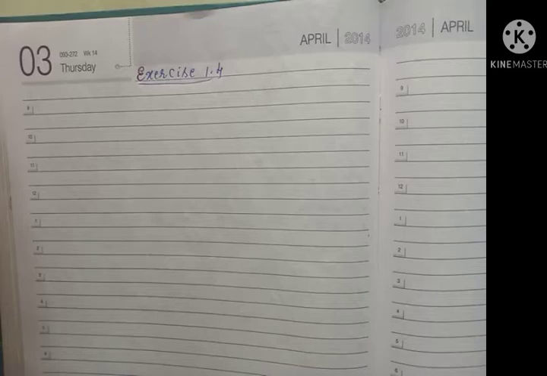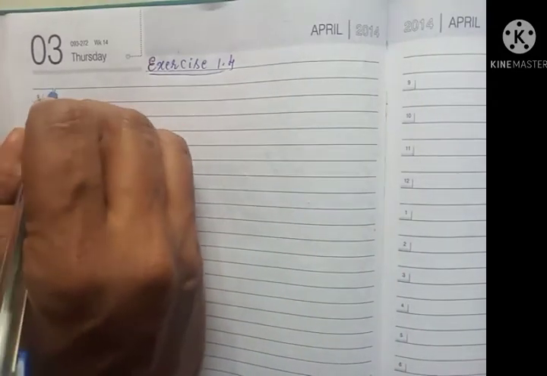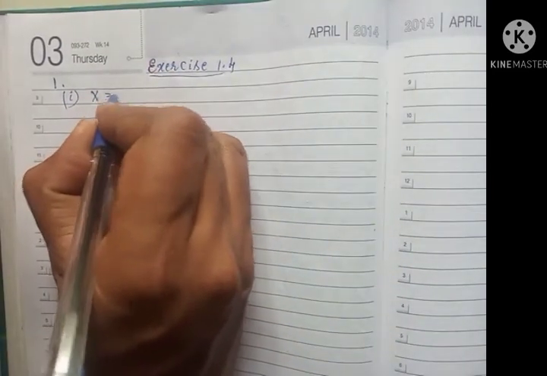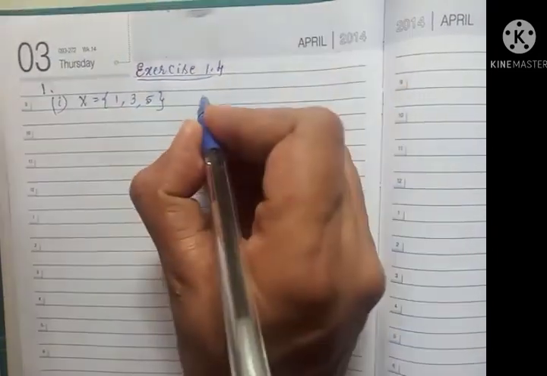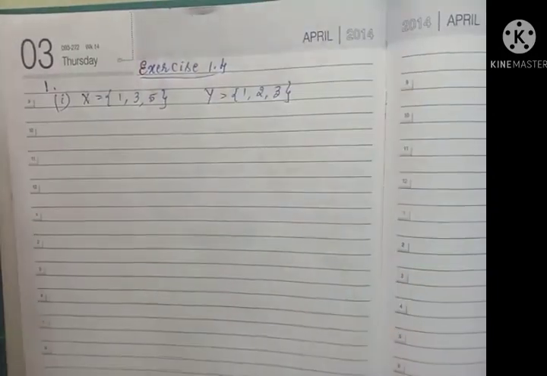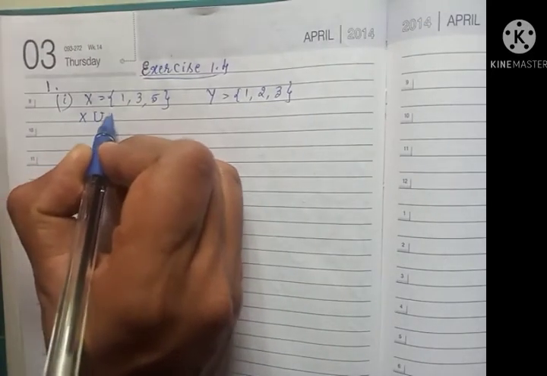In exercise 1.1, the first question is to find the union of each of the following pairs of sets. In that main question one, there are sub-questions where you have to find the union. They have taken one set X as 1, 3, 5 and Y as 1, 2, 3. So you have to find X union Y.